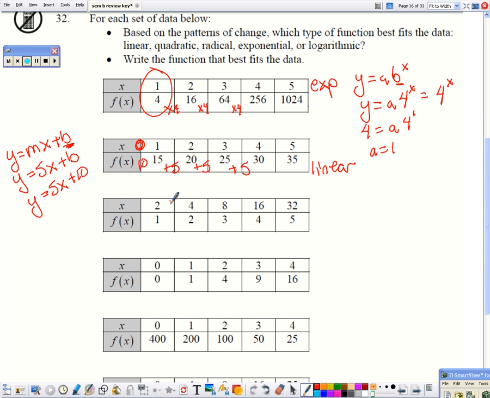For this third one, our x is multiplied by 2, and our y's are going up by a constant of 1, so that's a logarithmic function. This is my base. We have log base 2 of x.